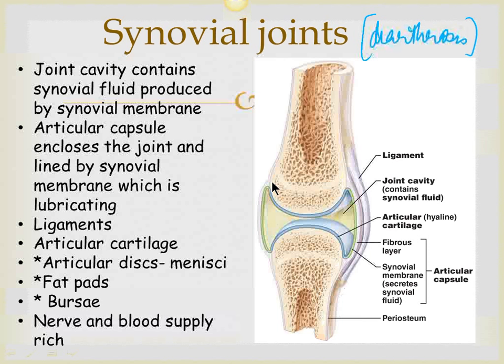Then what holds the joints together is a capsule. There's an articular capsule which surrounds the whole joint and keeps the joint together. Can you see this grayish area is the fibrous layer of the articular capsule. The inside of the articular capsule is lined by this synovial membrane. So that's how it's going to be able to secrete into the joint.